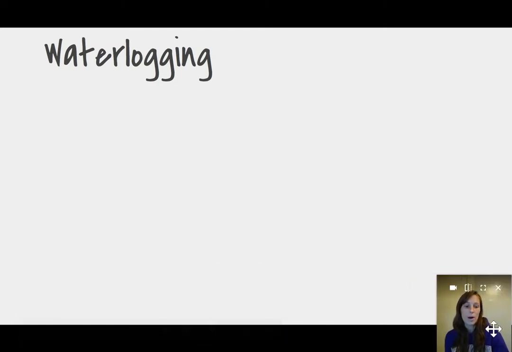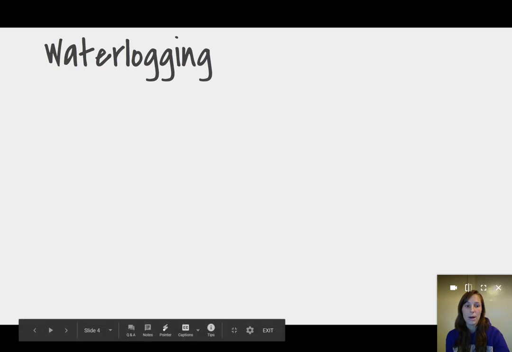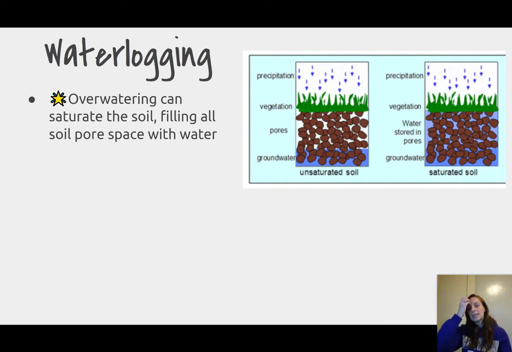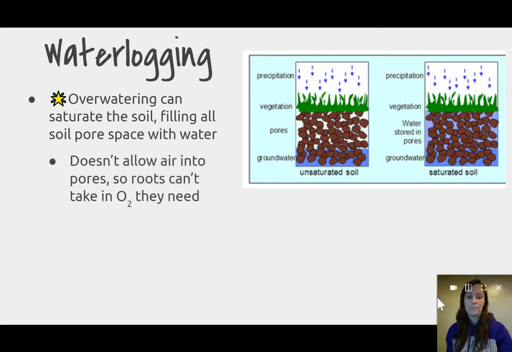So we are going to talk about waterlogging since it can be a common problem that can happen. This is going to be where you are overwatering and it leads to saturation of the soil. It fills all of the soil pore space with water. So if you look at this picture, on the left is where it's unsaturated. You've got some water contained in there, but ultimately some of the pores are going to have gas in them, air, and it's going to have some space. With saturated soil, it just fills up all of the pores. And so there's not really any option for the roots to dry out, and they are going to potentially drown.